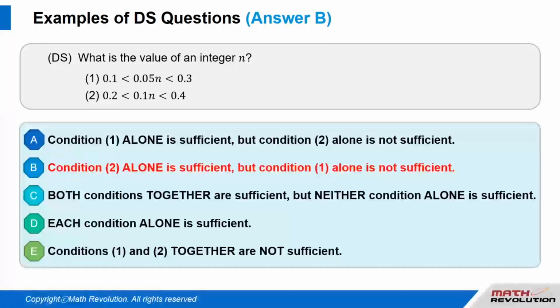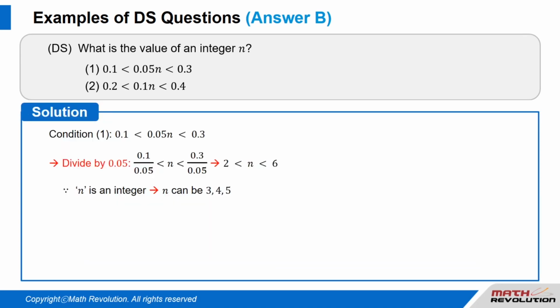Answer B. Condition 2 alone is sufficient, but condition 1 alone is not sufficient. Solution. Condition 1 tells us that 1 is less than 0.5 times n is less than 3. If we divide this inequality by 0.5, we get 1 over 0.5 is less than n is less than 3 over 0.5. That is, 2 is less than n is less than 6.